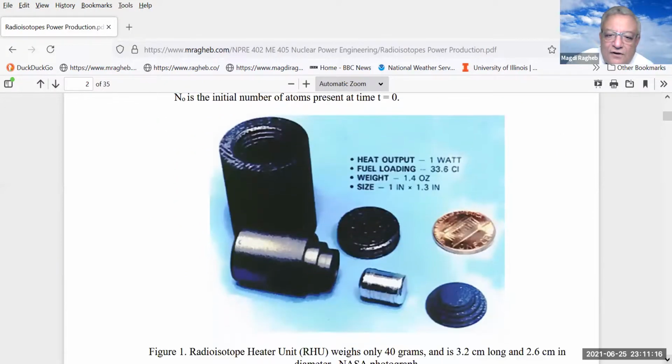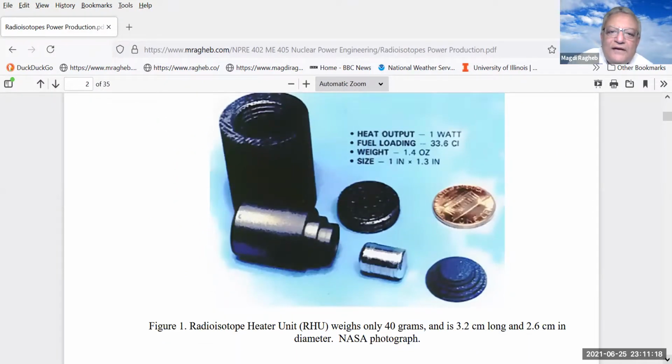And this is in fact one of those radioisotope heating units. It has its own acronym again, RHU. It weighs about 40 grams. Here is a little tiny piece of plutonium-238, the size of a penny. You see a penny here, and it's really very lightweight. It's also only 40 grams when you add the graphite container and shield.